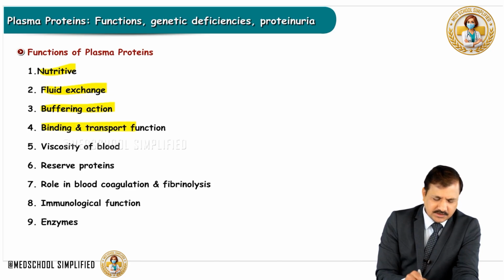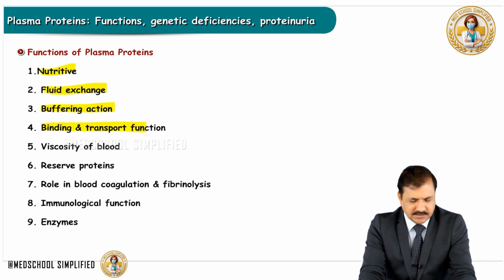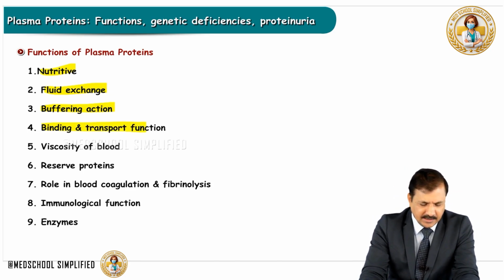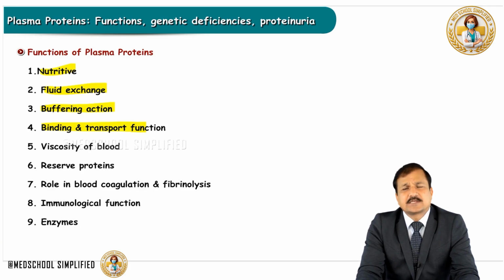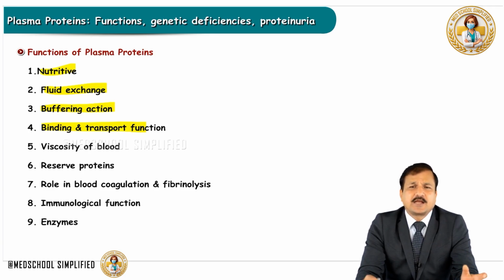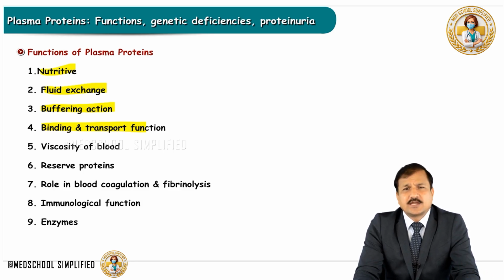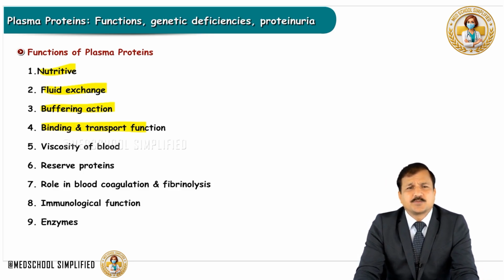The fourth function of plasma proteins is that they can act as binding molecules or transporters of certain molecules in the plasma. Example, albumin. Albumin can act as a transporter of copper, unconjugated bilirubin, and steroid hormones. So these molecules act as transporters.